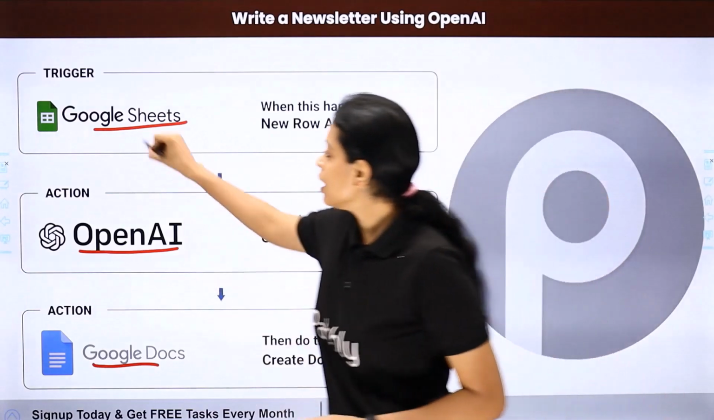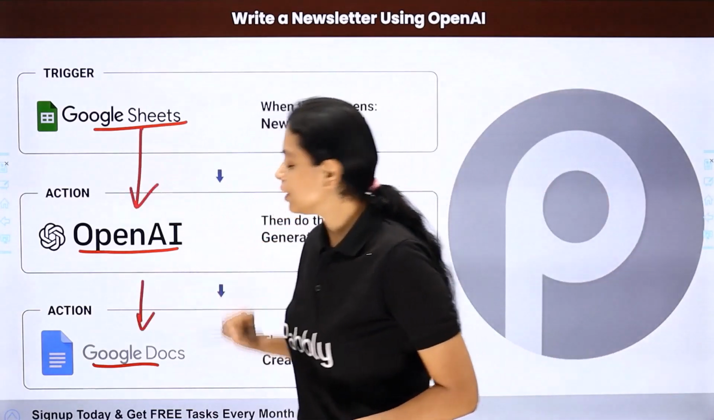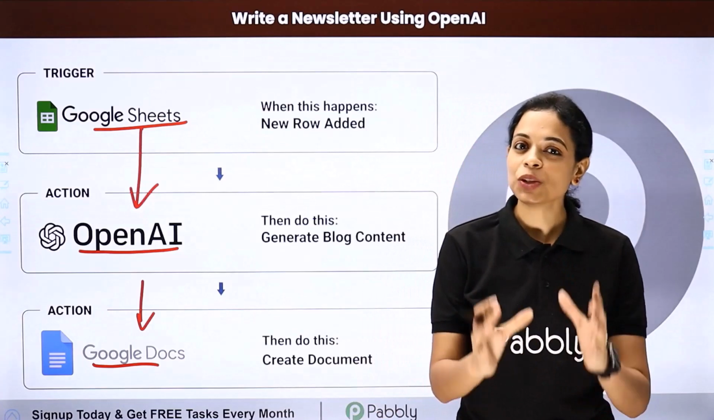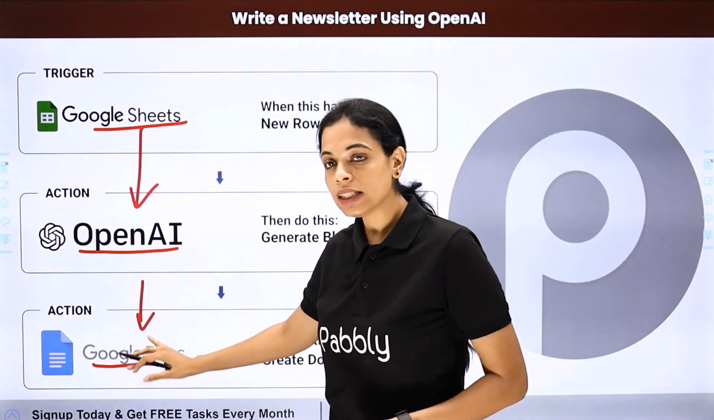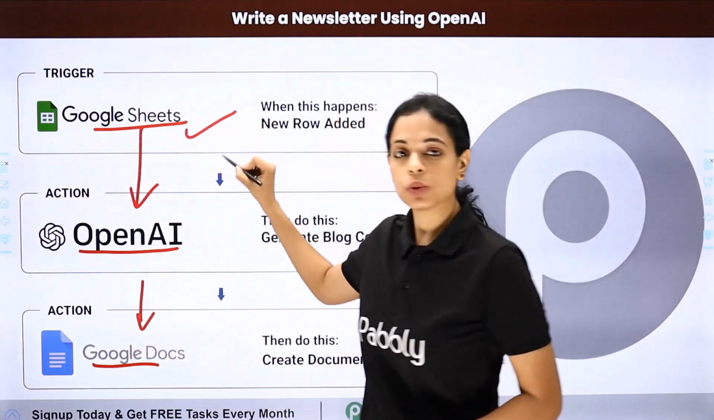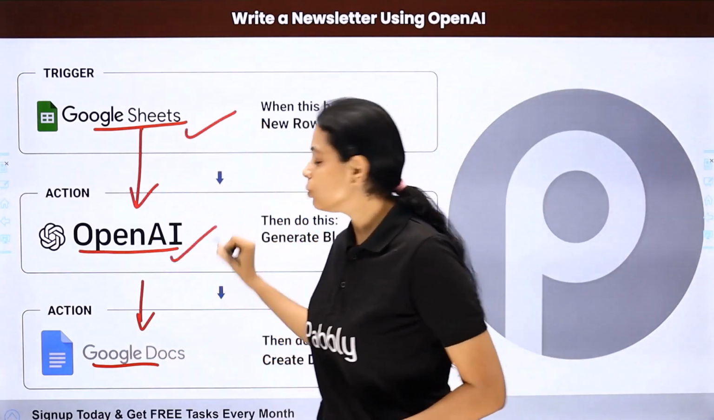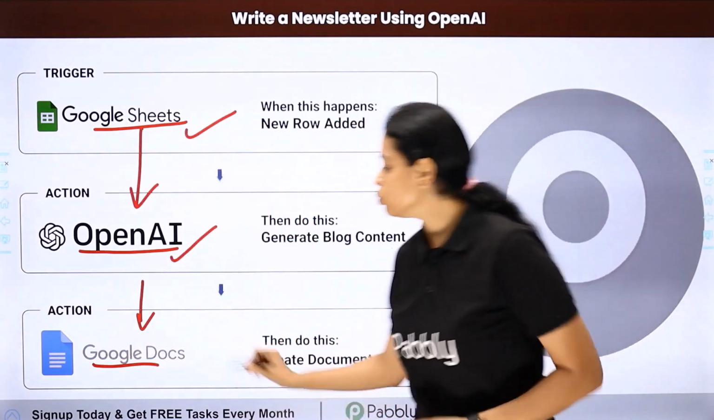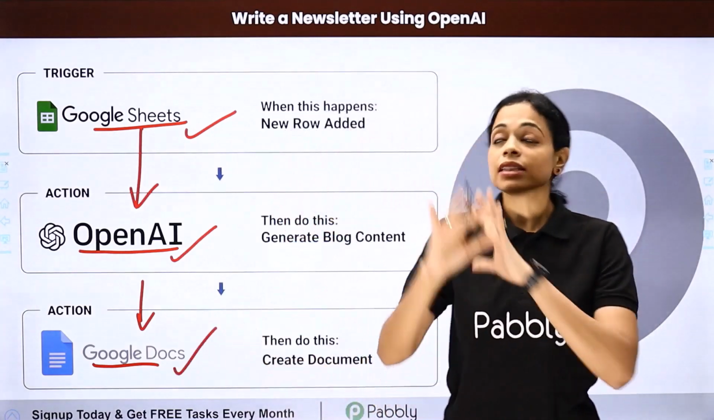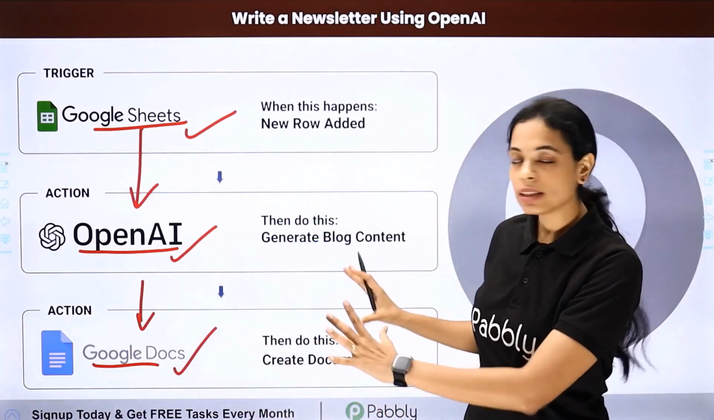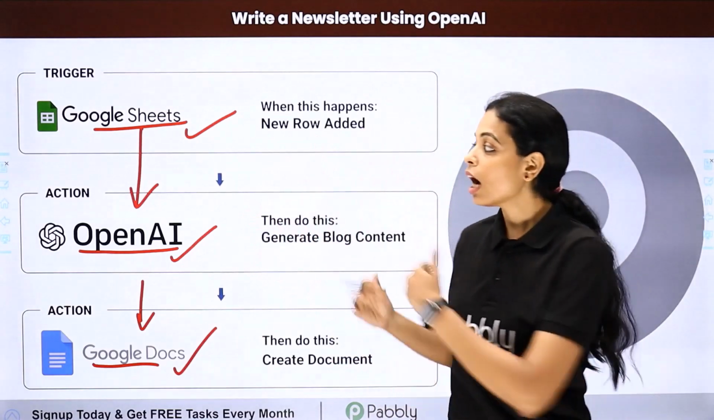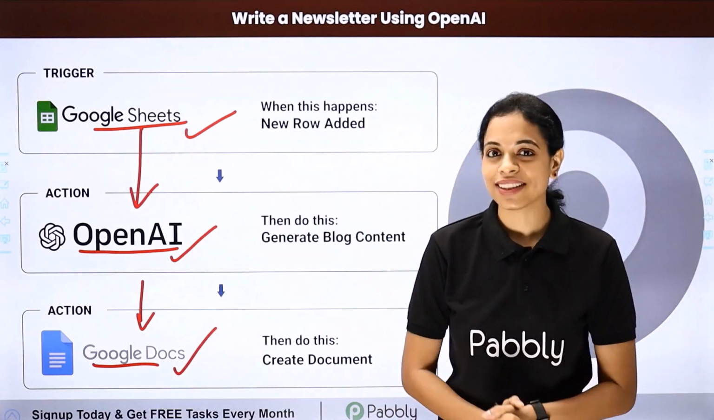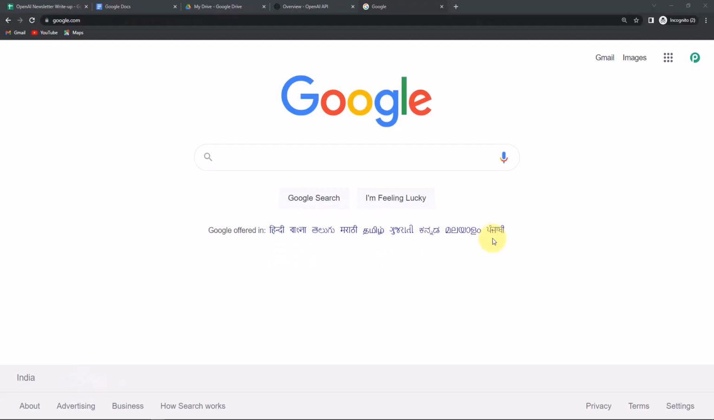For this, you will have to integrate these three applications, and the same can be done using Pabbly Connect software. Here, these three applications would be integrated. Your trigger application would be Google Sheets, your action application would be OpenAI, and another one would be Google Docs. This entire process will be set up, integrated, automated, and you can do it yourself. How would you do it? To understand that, let me take you to my screen.